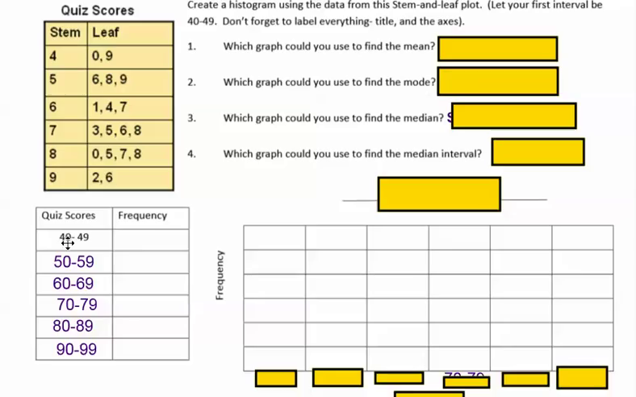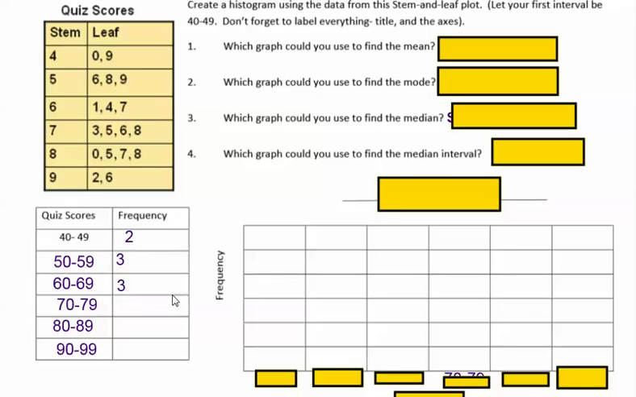So how many quiz scores do we have that were between a 40 and 49? We have a 40 and a 49, so that would be 2 quiz scores. Okay, so we are going to have 2 there. How many quiz scores did we get between a 50 and 59? Those would all be here. We have a 56, a 58, and a 59. That would be 3. How many quiz scores were between a 60 and 69? That's going to be 3 again.